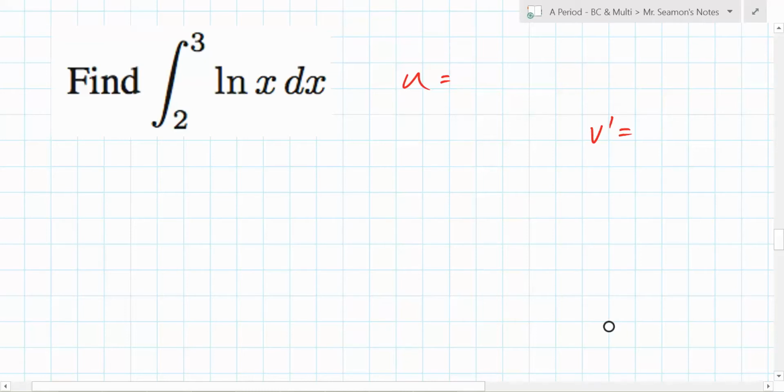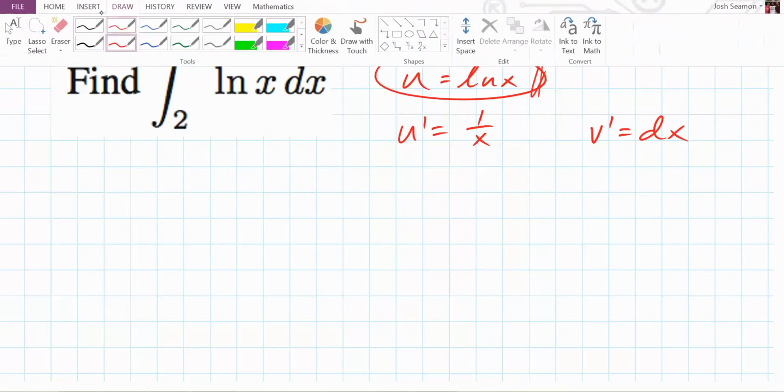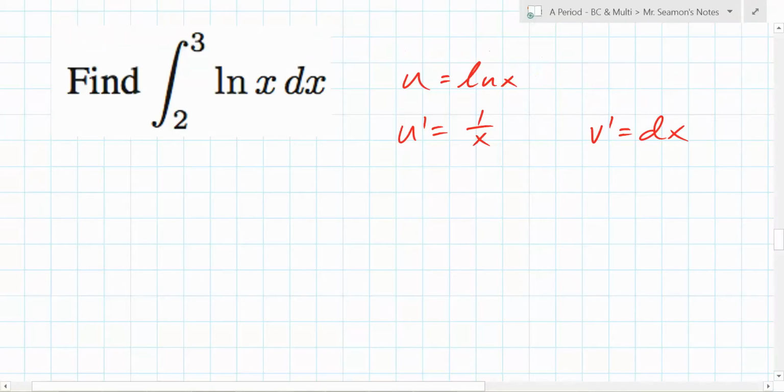ln x. ln x works because, remember in that list of reasons why you want to choose U or V a certain way, why is this a good choice? Yeah, it's just 1 over x. It's a nice derivative, exactly. And if we choose this, what does it force V prime to be? Well, let's call it dx instead. It's 1 dx. Does that make sense why that's the case? So if that's V prime, what does that make V? x. All three of the things we wanted work.